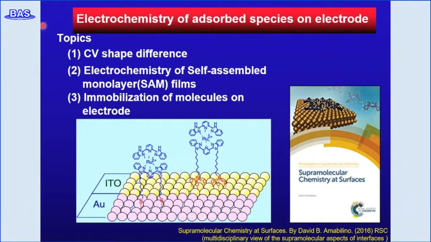The first, how different the cyclic voltammogram shapes are when chemical species are adsorbed on the electrode. Second, electrochemistry of self-assembled monolayers, often called SAM for short. I pick up several examples from recent research papers. Third, I will discuss what kind of molecular design is required to immobilize the chemical species onto the surface.